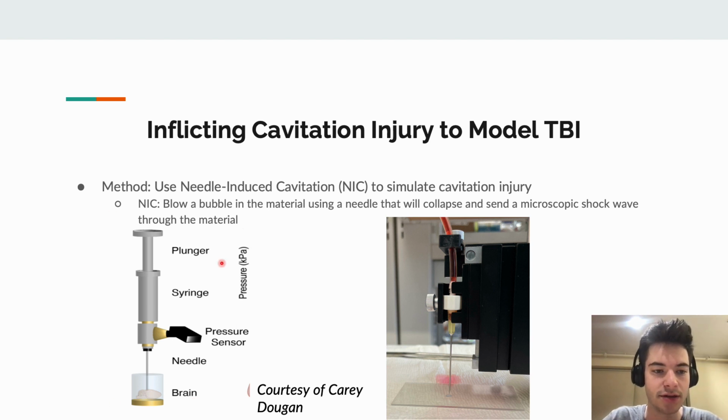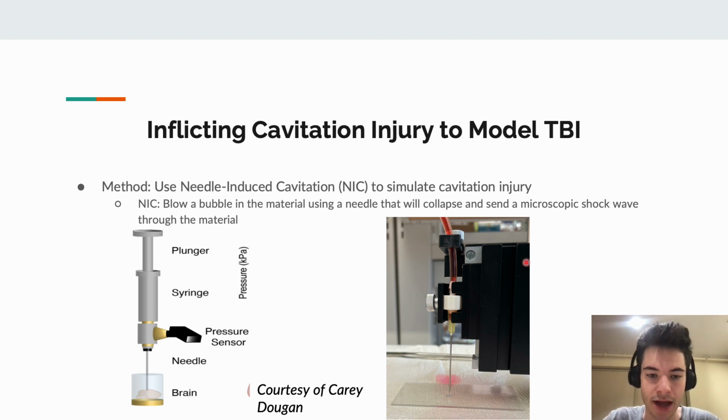And as you can see here, this is the whole apparatus of needle-induced cavitation. Pretty much what it does is it moves this plunger very slowly that has this liquid in the syringe that is read by a pressure sensor that has a needle that will go into whatever we have as our brain, and it will blow a bubble into this material, and the bubble will expand, and it'll collapse, which will end up sending a microscopic shockwave through whatever material is down here, and that will sort of simulate what happens when the cavitation bubbles burst in mild TBI.